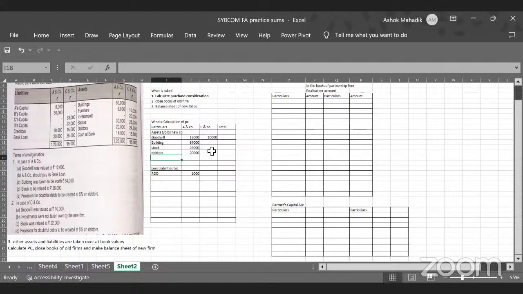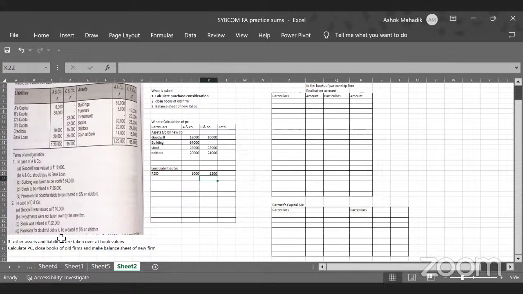Next, stock was valued at 22,000. So in C and company, I'll write stock worth 22,000. Clear? Then provision for doubtful debts to be created at 5% on debtors. So first I'll write value of debtors of C and company, 24,000. And on that 5%, I'll calculate 5% of 24,000 into 0.05, 1,200. Clear? So whatever information was given in adjustment 1, 2, I have posted it.